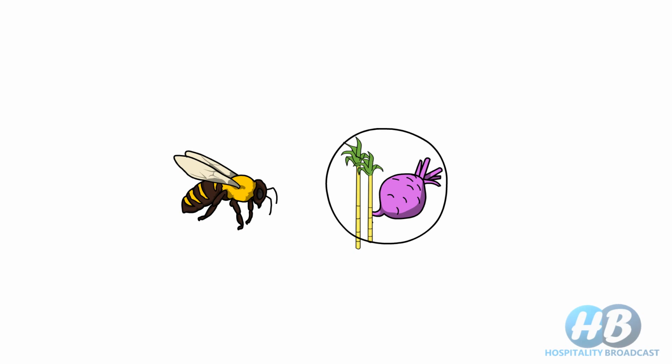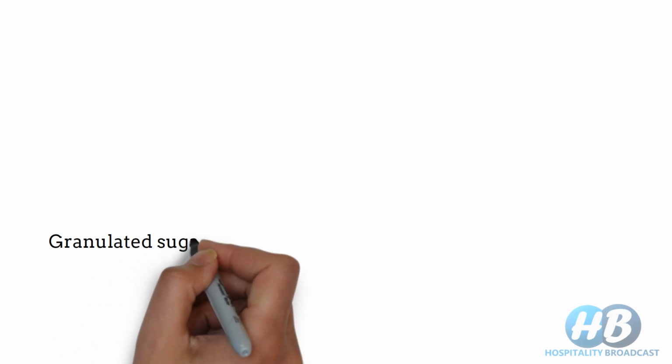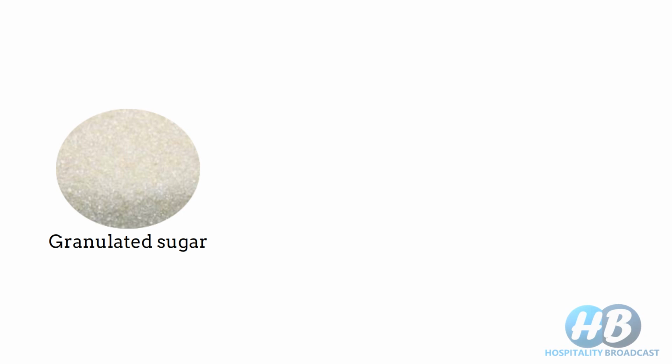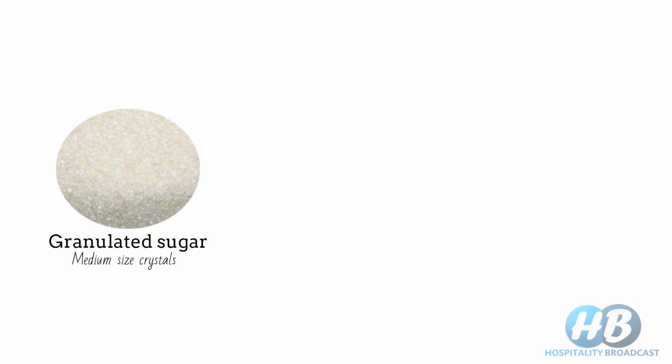Now in this video we will focus only on the most common types of sugar that are used in the kitchen. Granulated sugar. It is the most widely available sugar type in the market. It is the refined white sugar with medium-sized crystals. We mostly use it for sweetening drinks at home.